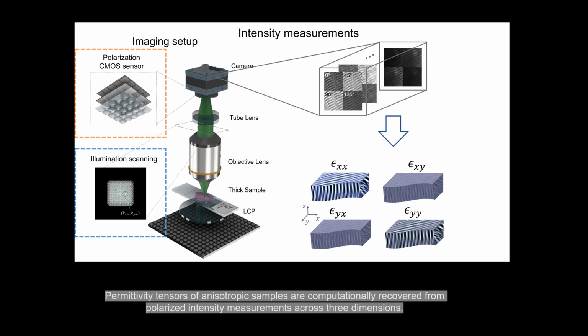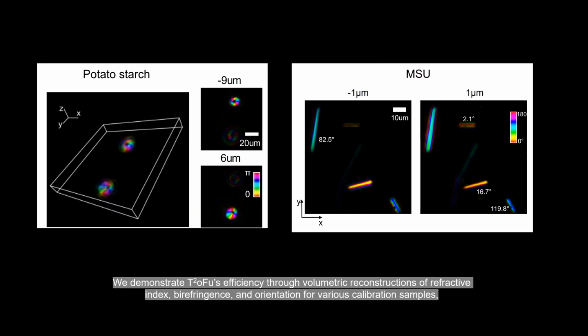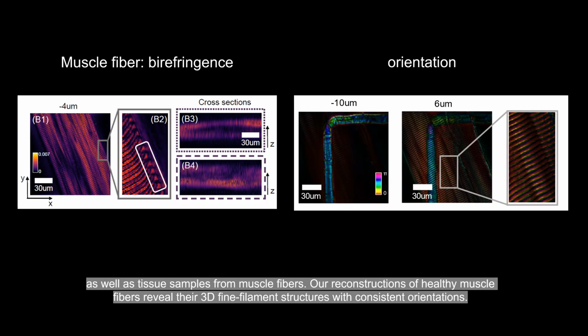Permittivity tensors of anisotropic samples are computationally recovered from polarized intensity measurements across 3 dimensions. We demonstrate ToFu²'s efficiency through volumetric reconstructions of refractive index, birefringence, and orientation for various calibration samples, as well as tissue samples from muscle fibers. Reconstructions of healthy muscle fibers reveal their 3D fine filament structures with consistent orientation.